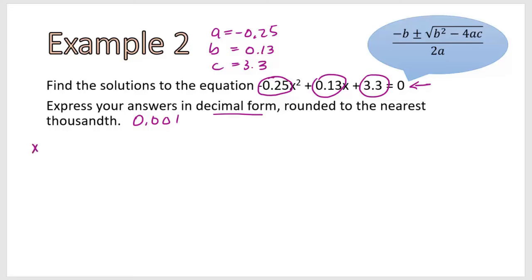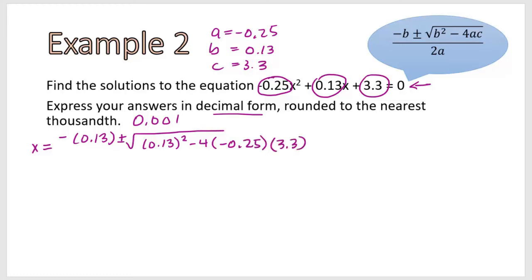Let's fill in the quadratic formula. So we have x is equal to negative b, so in our case negative 0.13, plus or minus the square root of b squared, so 0.13 squared, minus 4 times a, so times negative 0.25, times c, times 3.3. Making sure that our fraction line covers everything that I've just written in that numerator, I'll now divide by 2 times a, or 2 times negative 0.25.